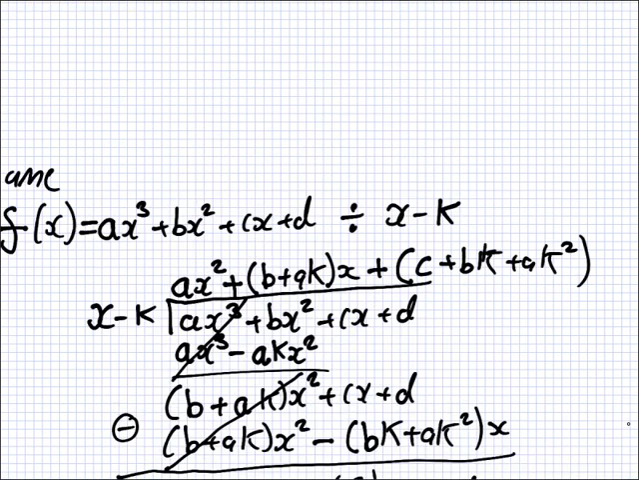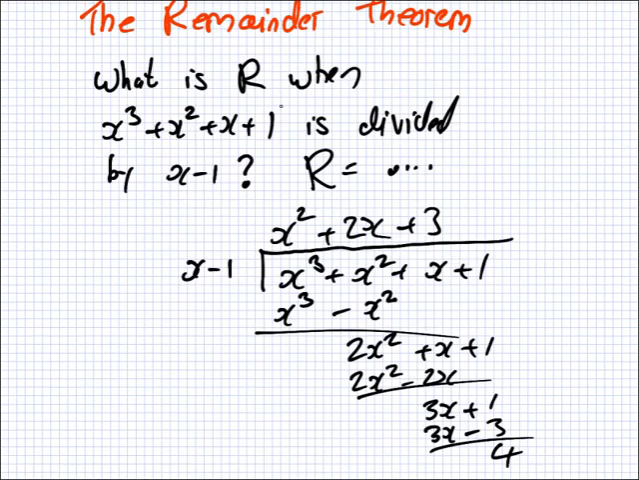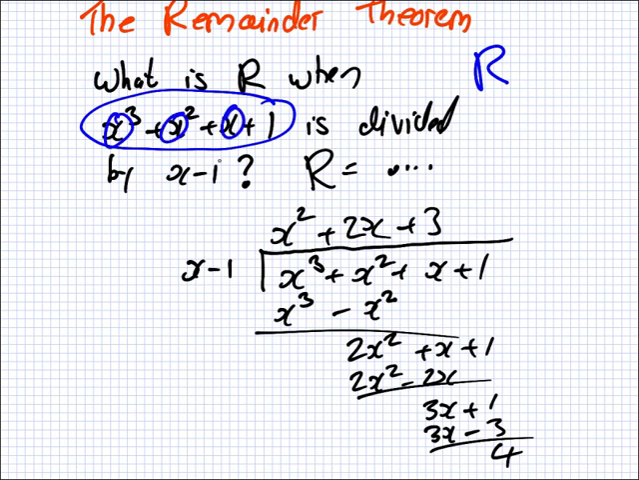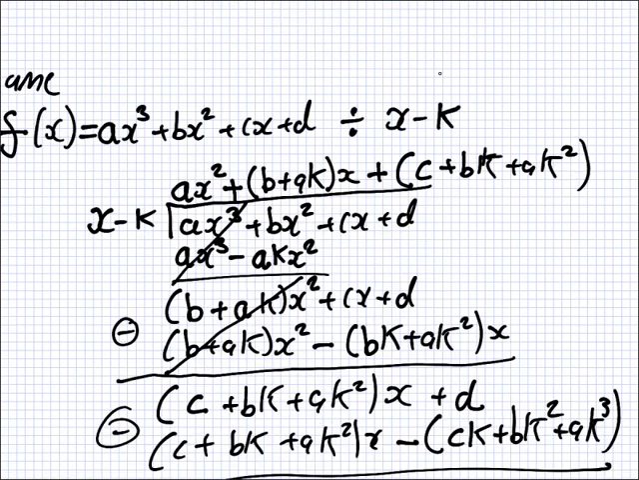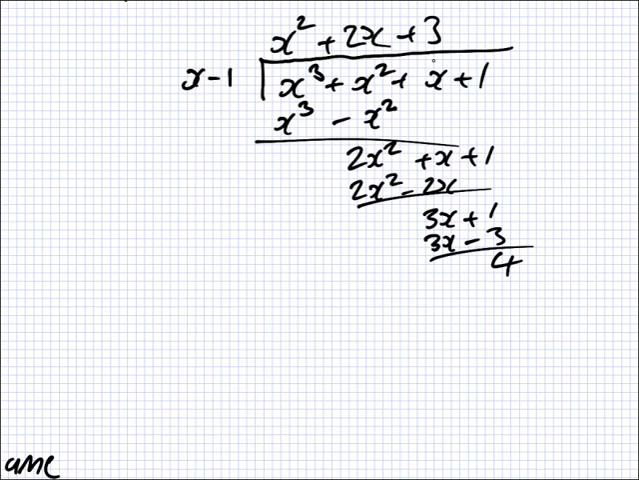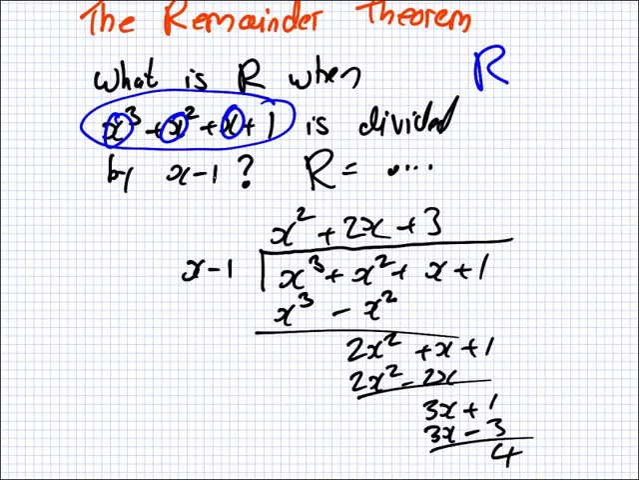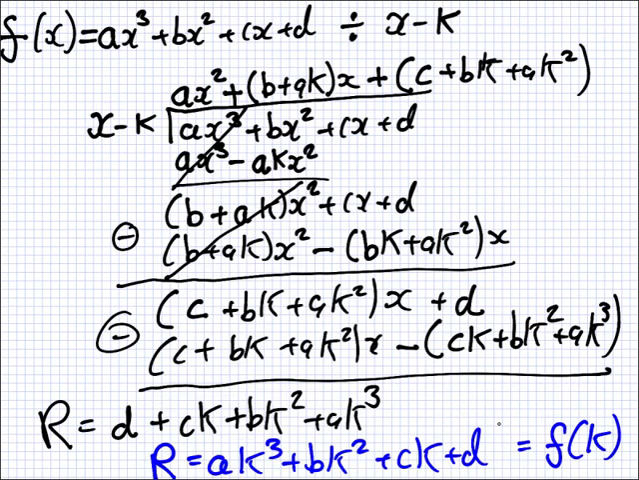If I go back to the one I just did, this is the cubic, right? So that is also the formula for the remainder, except instead of x, we replace it with 1 in this case, because in this formula here, it was x minus k. What's the k here? It's 1. So if I put 1 into this, 1 cubed plus 1 squared plus 1 is 4. So it works.